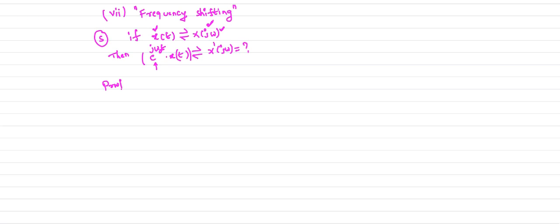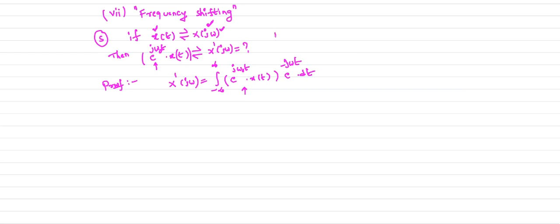So this is your proof of the frequency shifting property. I want to find x dash of j omega. What is x dash of j omega? It is the Fourier transform of this signal. The signal is e power j omega naught t into x of t. So I want to find the Fourier transform of this signal, integral of e power j omega naught t into x of t into e power minus j omega t dt. This is the Fourier transform of this signal.